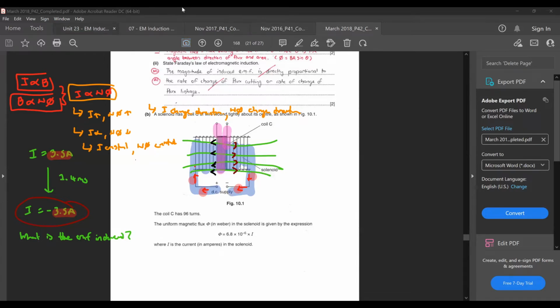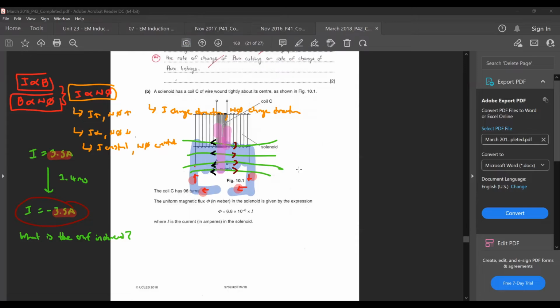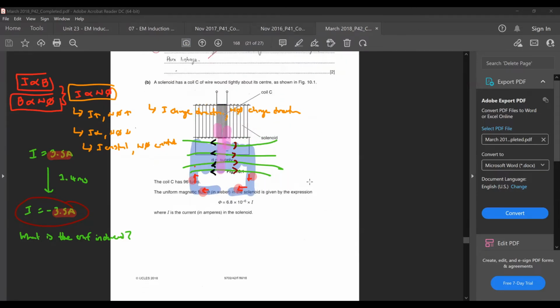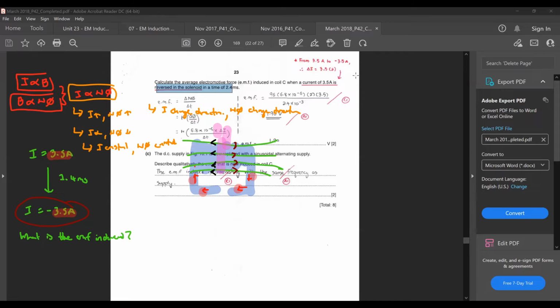So this one, you will probably have to look at it from the original equation for flux linkage for EMF. We know that EMF is the rate of change of flux linkage. Now, in my case, because my N is constant, my N can be taken out. So I get rate of change of flux only.